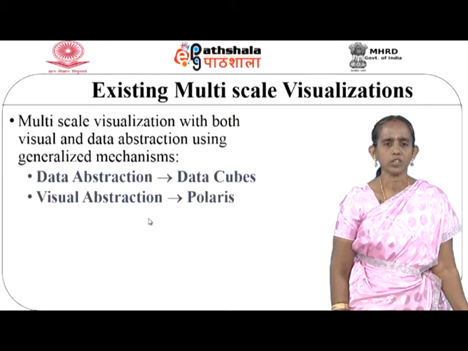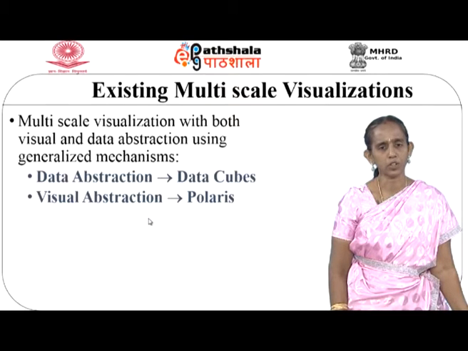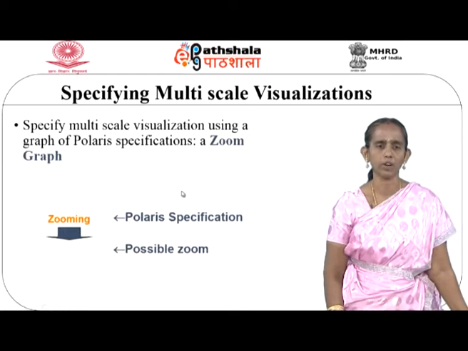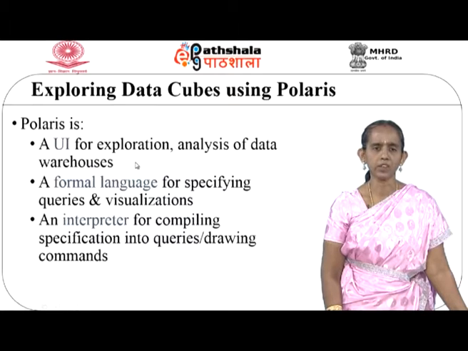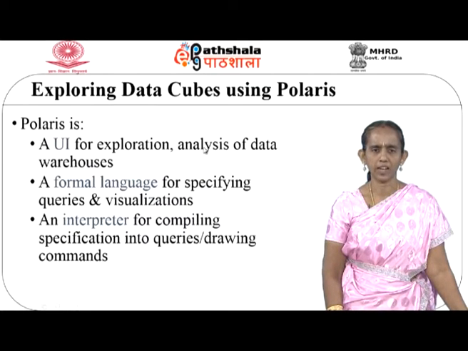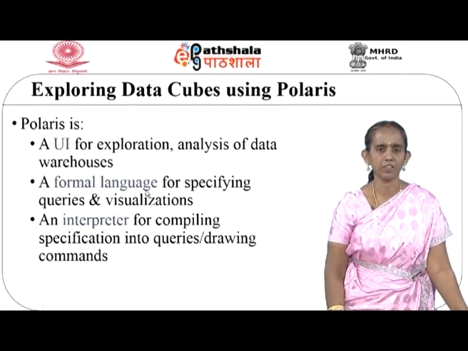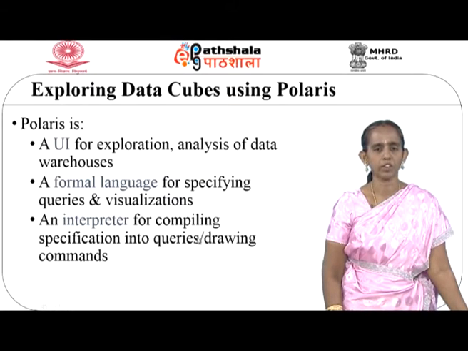In multi-scale visualization, both the visual and the data abstractions are being used using generalized mechanisms. For data abstraction, they use data cubes, and for visual abstraction, they use a term called Polaris. So here we specify the multi-scale visualization using a graph of Polaris specification, which is also called a zoom graph. Polaris is a user interface for exploration as well as analysis of data warehouses. It is also a formal language for specifying the queries and visualization, and it acts as an interpreter for compiling the specification into queries and for drawing the commands.